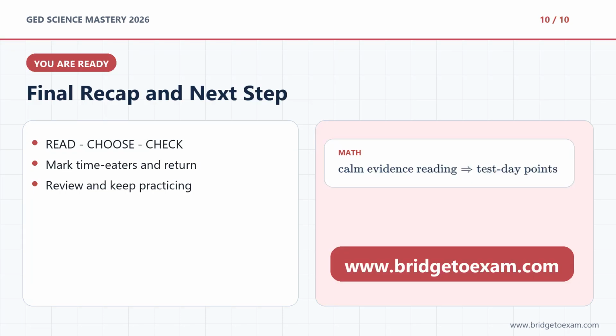Let's finish strong. Your test day method is read the evidence, choose what it supports, and check for traps. Read graphs by title, axes, units, scale, and trend. Read tables by comparing rows and columns. Treat extreme answer choices with suspicion. Mark time eaters and come back. You have built the content, the formulas, and the thinking method.